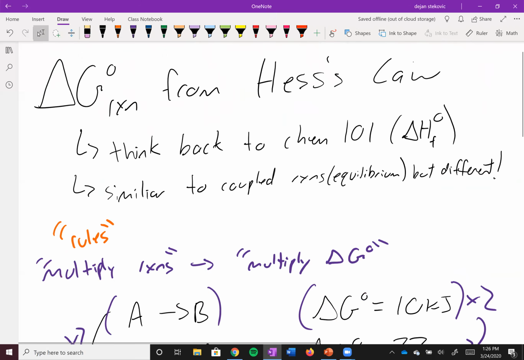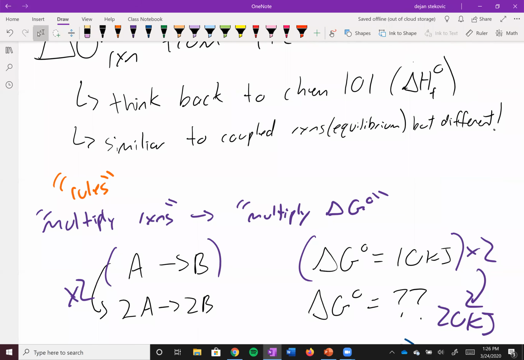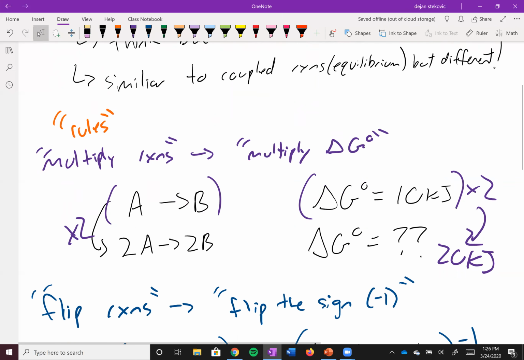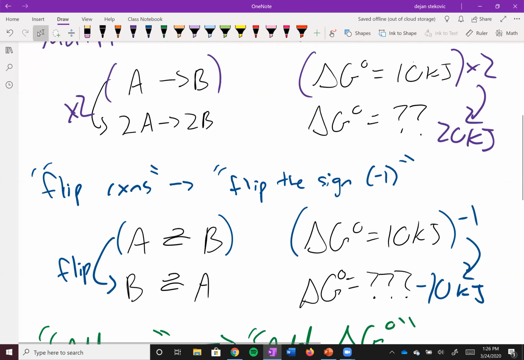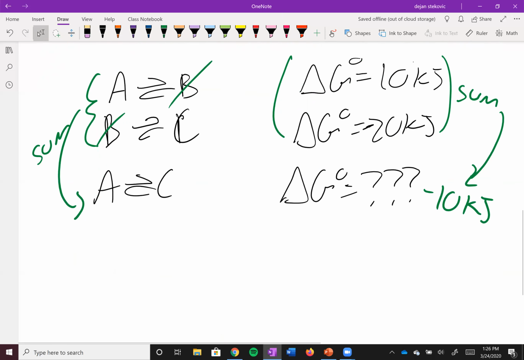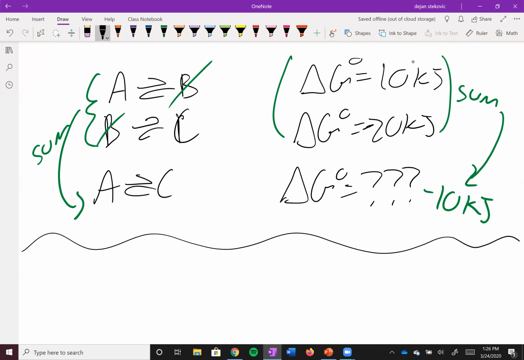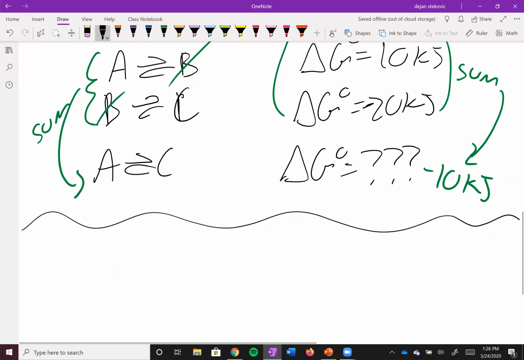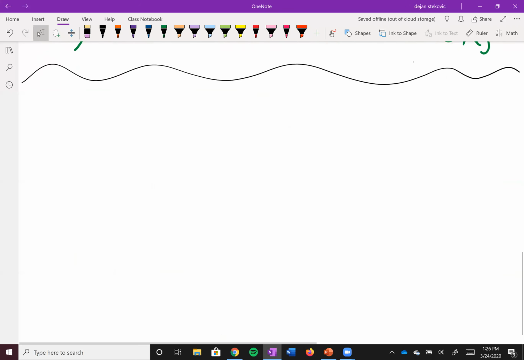If you think back to Chem 101, you can see how it's similar to coupled reactions. The same thing we're doing to the overall reaction, but the functions we're doing to the delta G are different. I'll post a little review at the end here comparing coupled equilibrium and this Hess's law. So let's see an example, and I'll show you how I would do it.